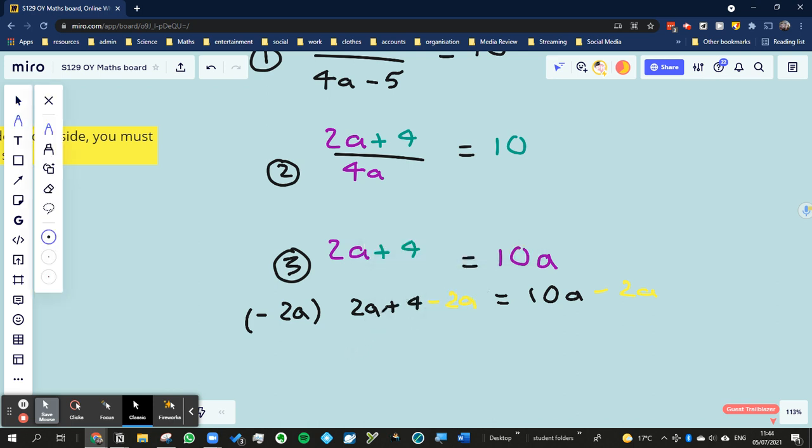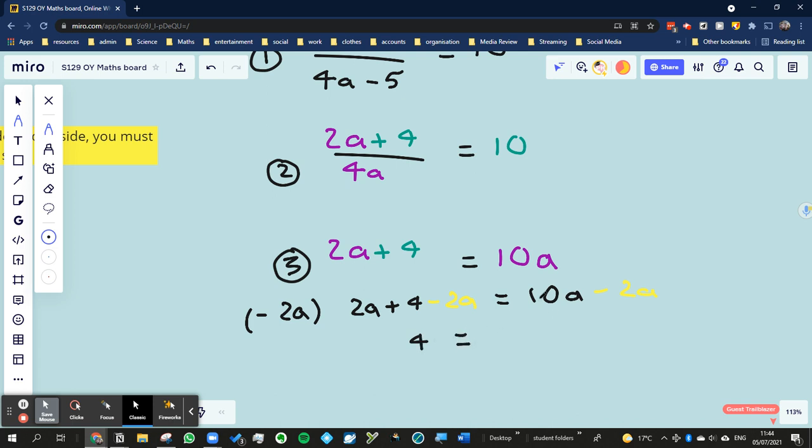There's nothing wrong with that, and I could work it all out. But whenever we rearrange an equation, we do it to both sides, but we also have to be careful about what we do. The reason I've chosen to do this is because that 2a, we've got plus 2a, take away 2a, it cancels out. So the 2a on the left goes away, and we end up with 4.